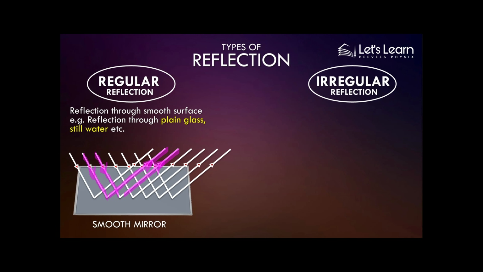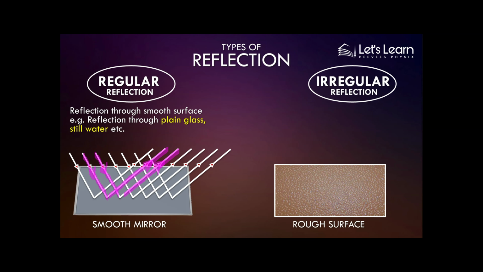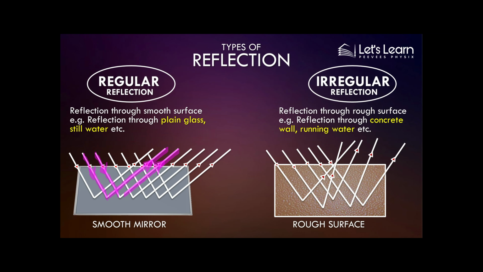Now, let's see what irregular reflection is. Reflection from a rough surface like a piece of paper is irregular reflection. You can see parallel rays fall. Do you expect these rays to be parallel after reflection? No, they move in different directions. So this is irregular reflection.